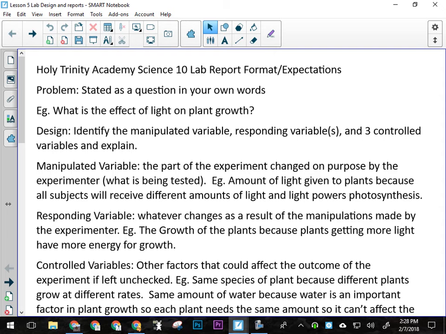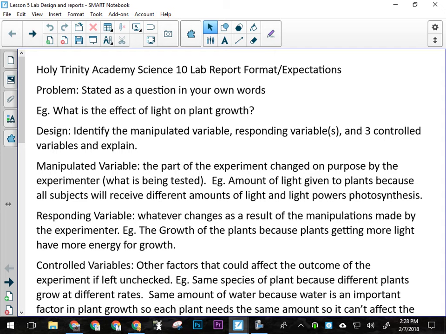Anything else that could affect the growth of a plant, I need to keep the same. Otherwise, I won't know whether it was the amount of light I gave it or the fact that I watered that one twice as often as I watered that one. I'm not going to know which affected it, the water or the light. So I keep all the other factors the same. Those are my controlled variables.